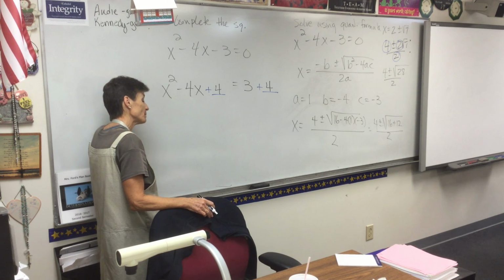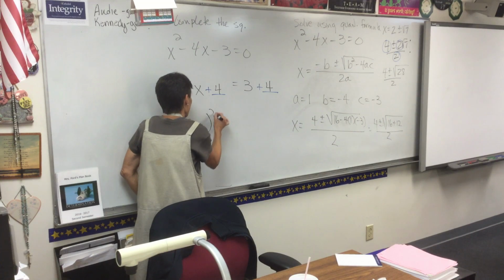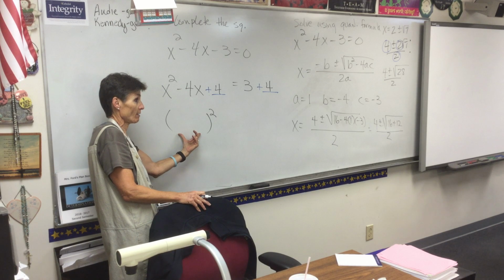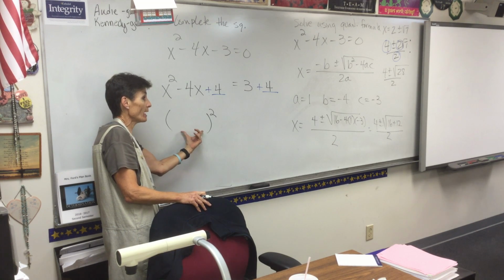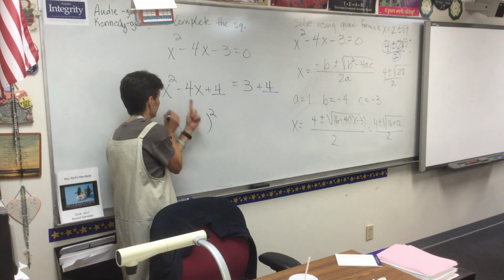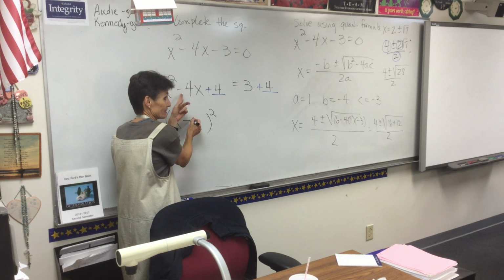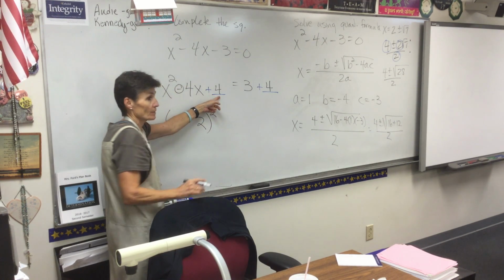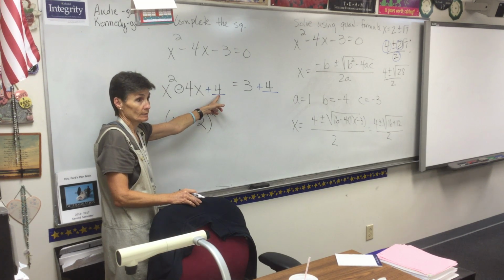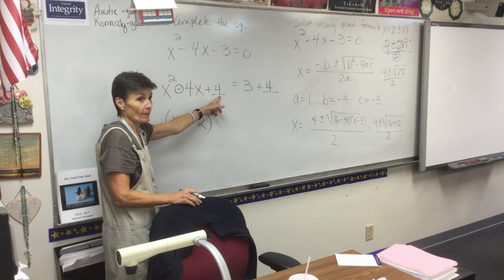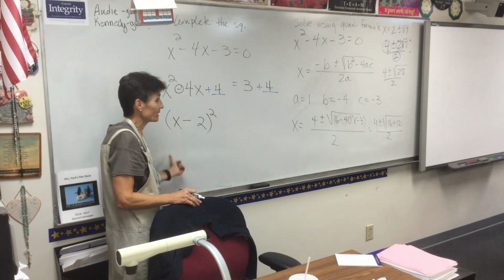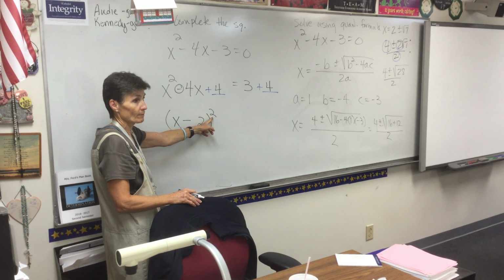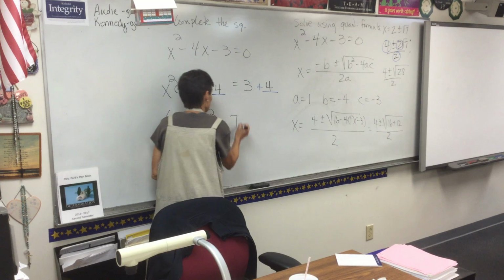The whole purpose of doing it is so that I have a square. It's called completing the square. This needs to be a square. What square is this? x minus 2. You have to square it and get 4, right? If you put a 4 here, you're going to get a 16. You don't want a 16, you've got to have a 4. So (x minus 2) squared equals 7.